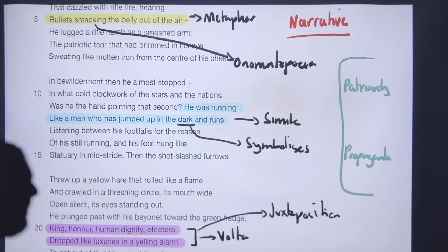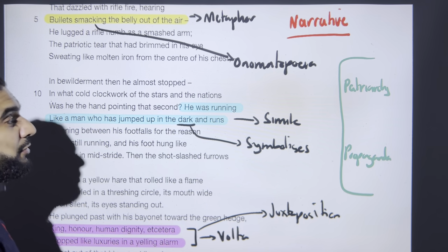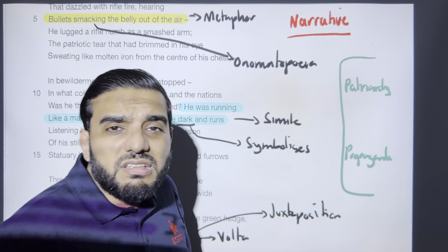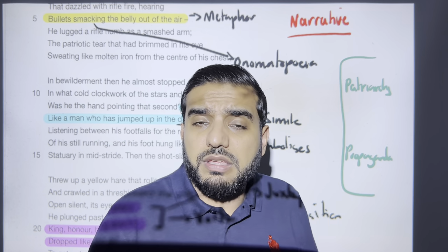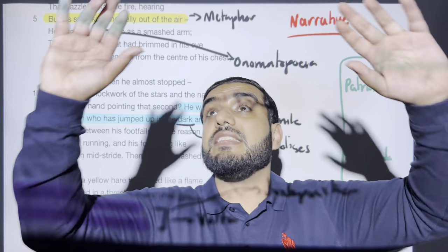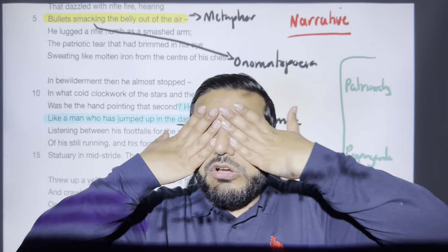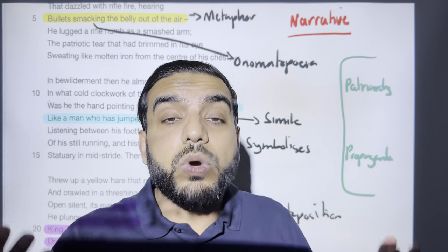And then, guys, that idea is built upon here. He was running like a man who jumped up in the dark and runs. He has no clue what he's doing. And that's why the word dark can symbolize darkness, as in it's dark. But dark is the idea. His eyes are blinded. He can't see the truth. He can't see why he's here.